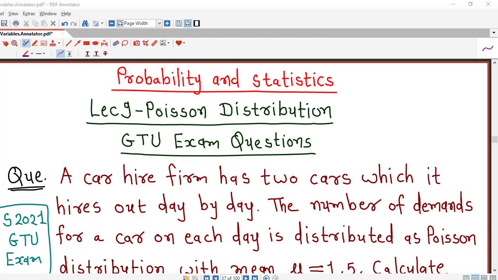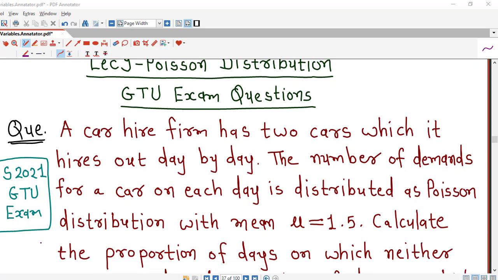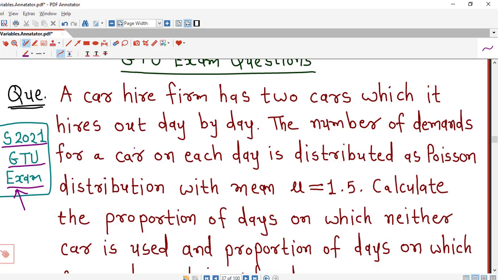Hello friends, I welcome you in lecture number 9 on Poisson probability distribution. In this lecture we are going to discuss one question which was asked in summer 2021 GTU examination. So let's try to understand what is this question.